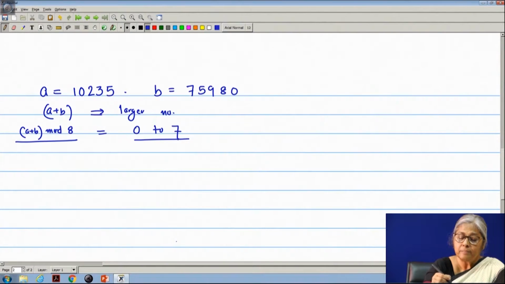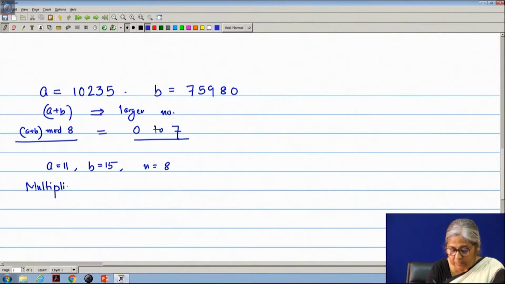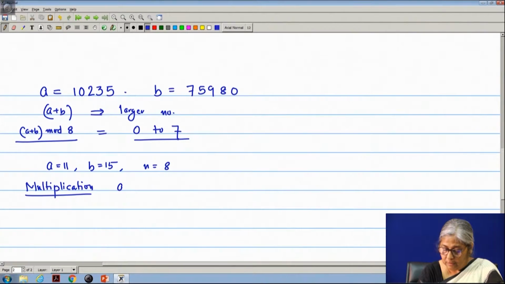Now, with the same example, that a is 11, b is 15 and n is 8, we can see the multiplication, because, as we know, the product becomes even larger than the addition. So, if I take a mod n, which is 11 mod 8 equal to 3, and my b mod n equal to 15 modulo 8, which is 7.